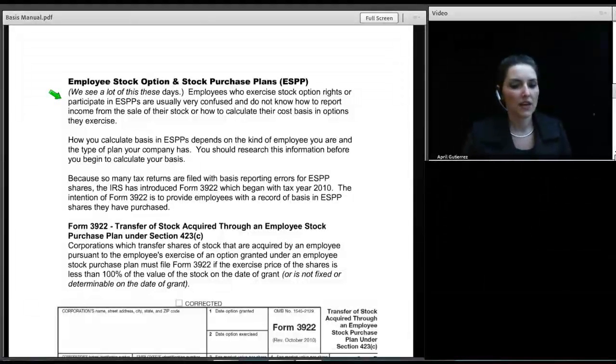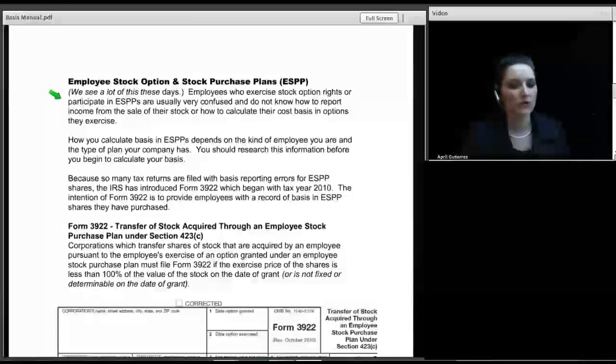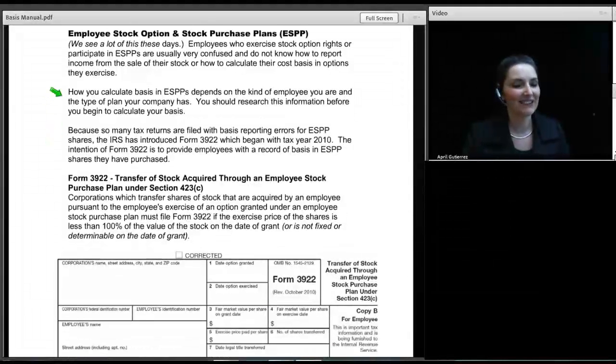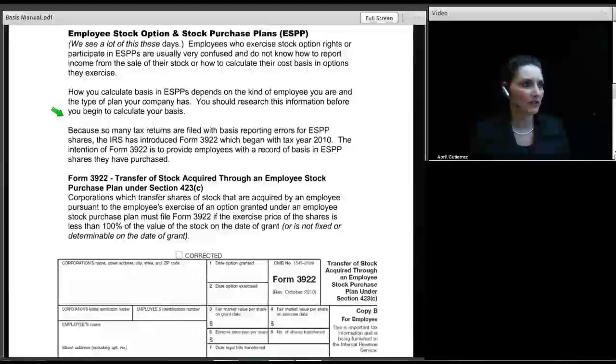Employees who exercise stock option rights or participate in ESPPs are usually very confused and do not know how to report income from the sale of their stock or how to calculate their cost basis. And how you calculate the basis in an ESPP depends on the kind of employee you are and the type of plan that your company has, none of which, from the tax preparer level, is a decision that we make. We simply need to know what that company is doing by asking some questions.